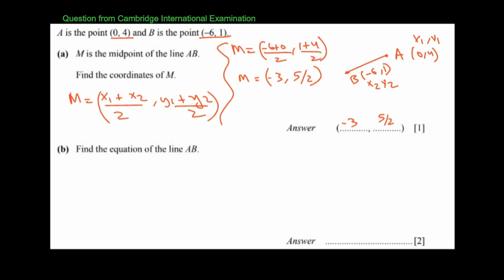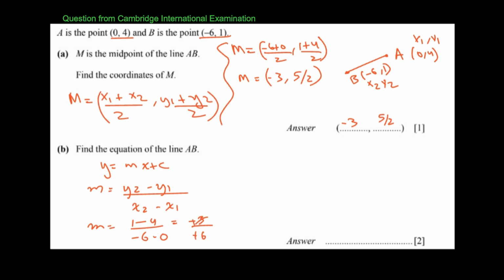Now find the equation of line AB. The equation of line is given by y equals mx plus c, where m is the gradient and c is the y-intercept. And m, which is gradient, is given by y2 minus y1, that is change in y, divided by x2 minus x1, that is change in x. So m equals y2 minus y1, which is 1 minus 4, divided by x2 minus x1, which is negative 6, negative 0. 1 minus 4 is negative 3, divided by negative 6. So this becomes 1 over 2. So y equals 1 over 2 x plus c.